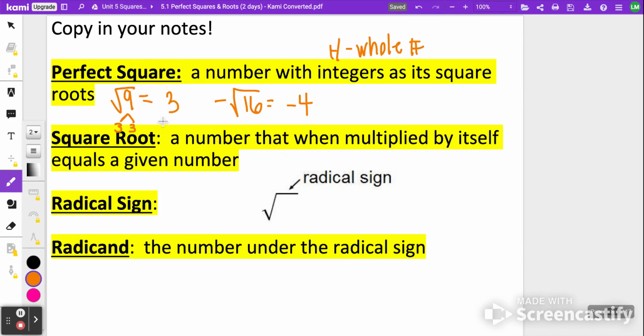A square root is a number that when it's multiplied by itself, equals that given number. So that's where we see me thinking about these things up here, the square root of 9. What number times itself will give me 9? The answer is 3. The radical sign is this picture right here. It kind of looks like a fancy check mark. This is what contains the square roots, and then the radicand is the number underneath that radical sign. Take time now to pause the video here. Write these things down in your notebook for your notes today, and when you're ready to go on, let's click play.